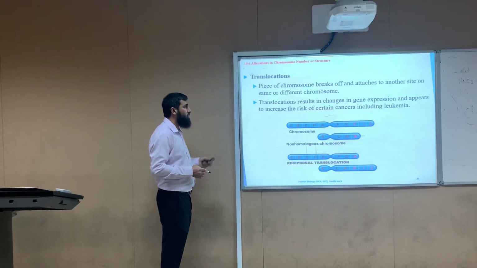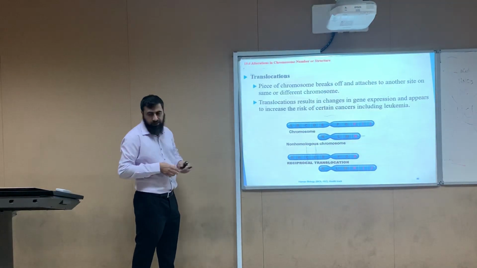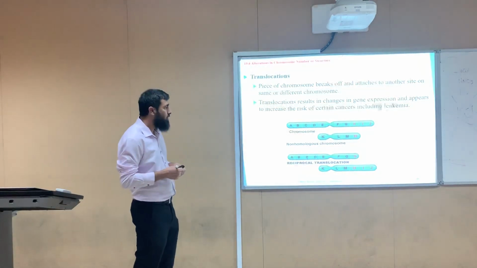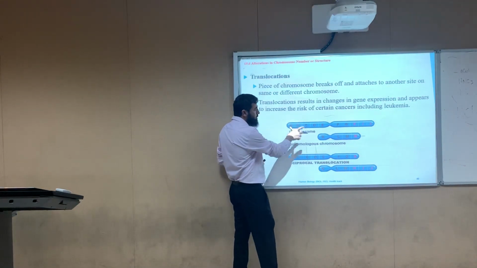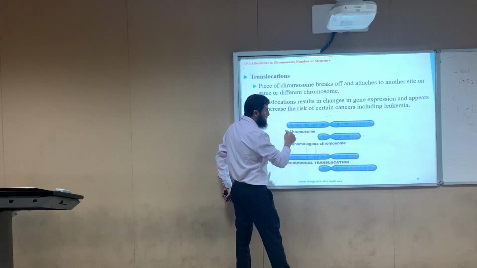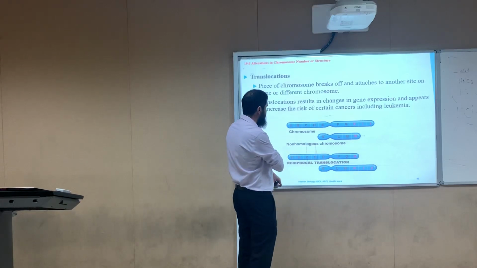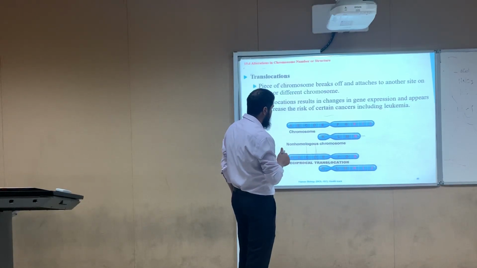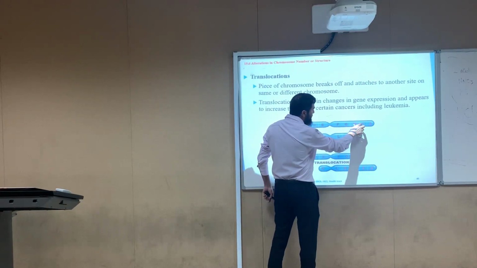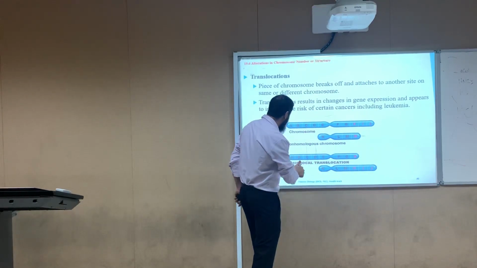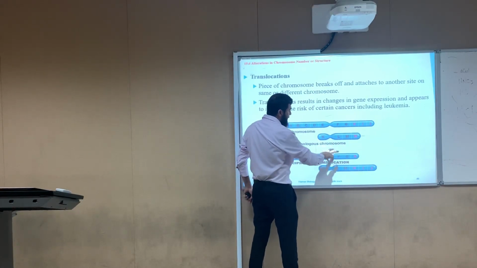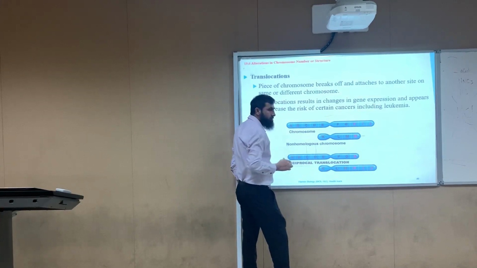So another type of structural change in the chromosome is called translocation. It can happen between non-homologous chromosomes. Okay, so in this first case, you see here, what's happened is that you have an exchange of, so you got A, B, C, D, E, F, G, then you got H, I, J, K. So what happens is we got this reciprocal translocation.